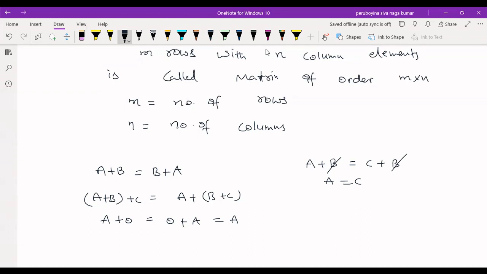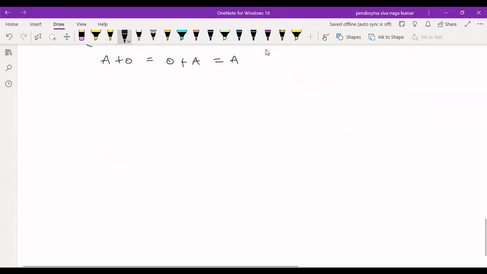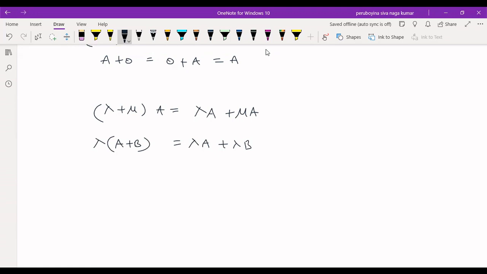Multiplication of matrices with a scalar. Lambda plus mu of A is equal to lambda A plus mu A. Or lambda of two matrices A plus B, then you can write lambda A plus lambda B. All elements are multiplied with lambda.